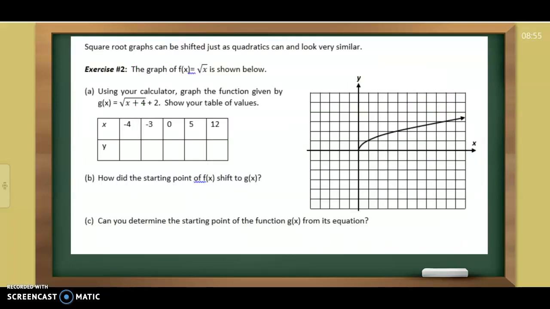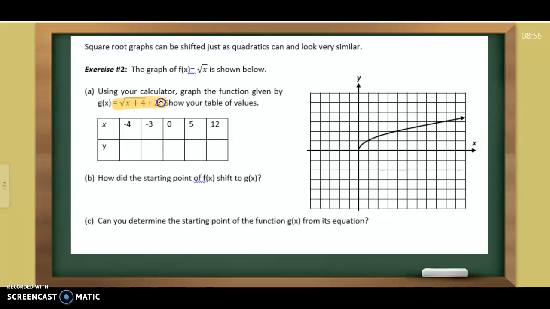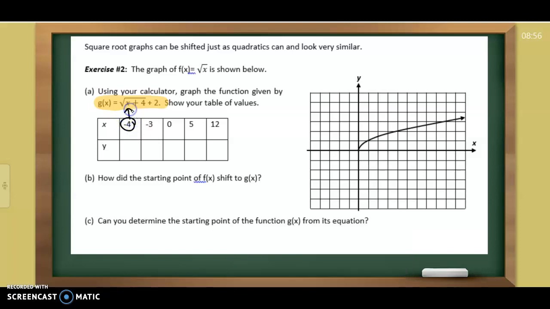Shown is that basic square root function. So that's already down there. We want to go ahead and graph this one right here, which has a few more parts to it. It's the square root of x plus 4, and then outside of that square root plus 2. So I'm going to do this the old way, just to kind of prove something to you. I'm going to take this number and substitute it in for x, because that's what the calculator does. So we're going to go g at -4.